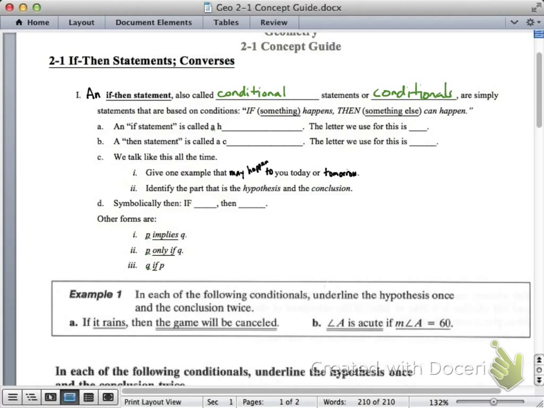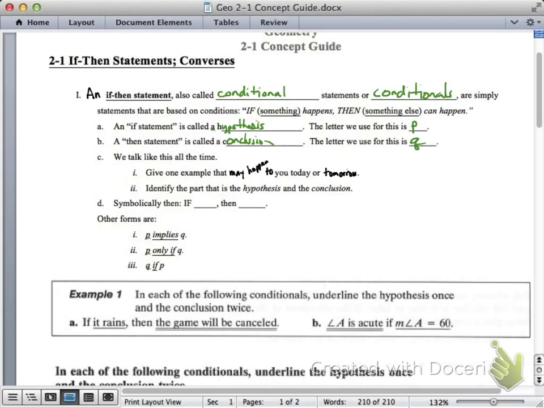An if statement is called a hypothesis. The letter we use for this is P. The then part of a conditional is called a conclusion. The letter we'll use for that is Q. If you're wondering where the P and the Q comes from, we borrow that here in geometry from a world of math called logic, which I took a logic class once. It didn't make a lot of sense, but anyway.